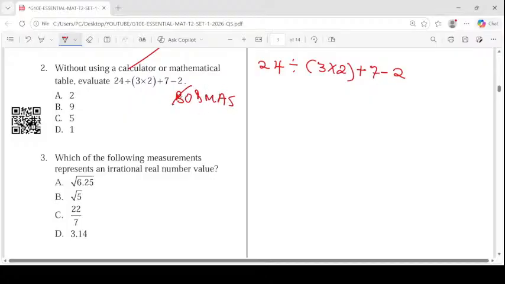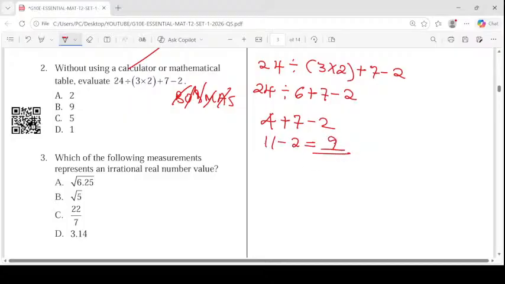We start with the brackets, opening the brackets, we have 24 divided by 3 times 2, this will be 6, then plus 7 minus 2. After brackets, you go to of, it's not there, then you go to division. We are going to divide 24 by 6 to give you 4. So this will be 4 plus 7 minus 2. Then multiplication is not there, then we go to addition. 4 plus 7, you get 11 minus 2, which exactly gives you 9 as the answer.